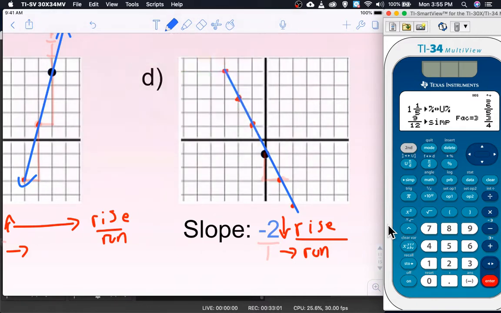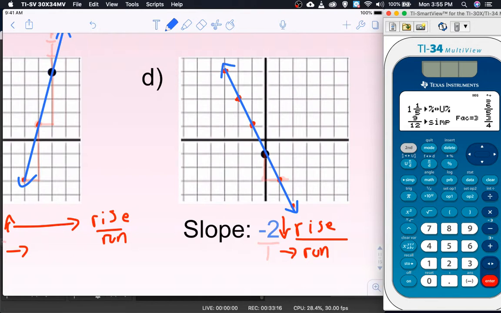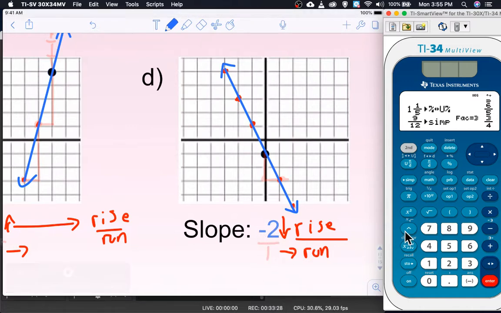Oops, undo. I'm not trying to make it go through that bottom dot, because this dot was an estimation anyways. I really wanted to make sure it goes through these other ones that are actually right on the graph. And there's my line. My line has a negative slope because it's going down. From one dot to the next, I'm going down 2 over 1. My slope is down 2 over 1.